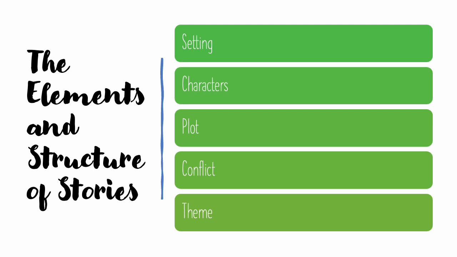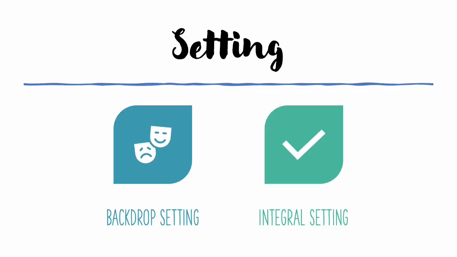And regardless of the type or genre, 5 features appear in all successful stories. Number 1 is the setting, then the characters, then the plot, conflict, and the theme. So, let us first of all begin with the setting.